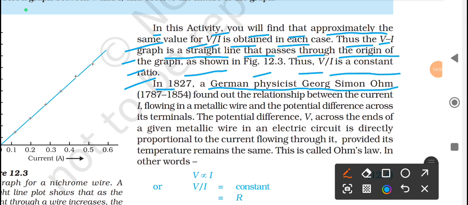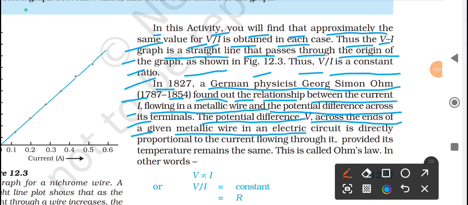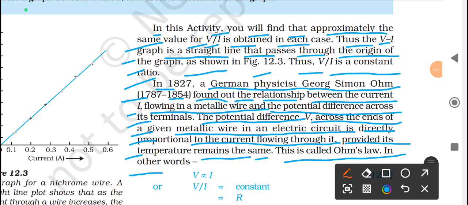In 1827, a German physicist Georg Simon Ohm, 1787 to 1854, found out the relationship between the current I flowing in a metallic wire and the potential difference across its terminals. The potential difference V across the ends of a given metallic wire in an electric circuit is directly proportional to the current flowing through it, provided its temperature remains the same. This is called Ohm's law.